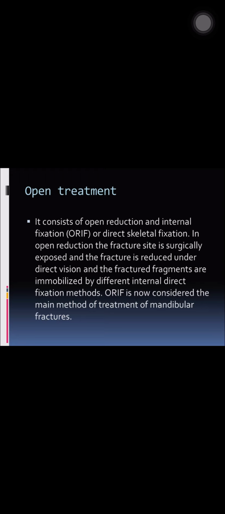Part 2. Open treatment. It consists of open reduction and internal fixation or direct skeletal fixation. In open reduction, the fracture site is surgically exposed and the fracture is reduced under direct vision, and the fractured fragments are immobilized by different internal direct fixation methods. Open reduction and internal fixation is now considered the main method of treatment of mandibular fractures.